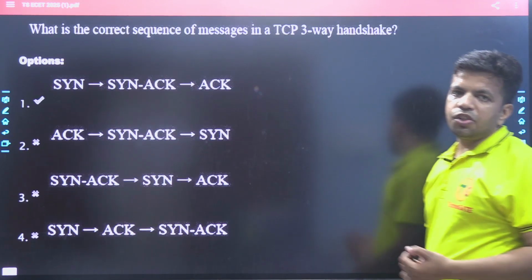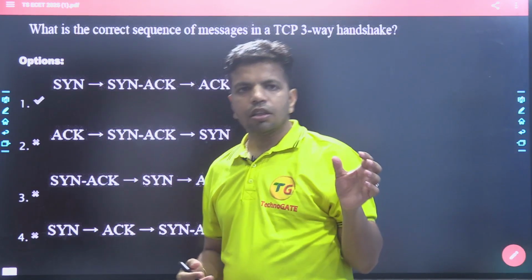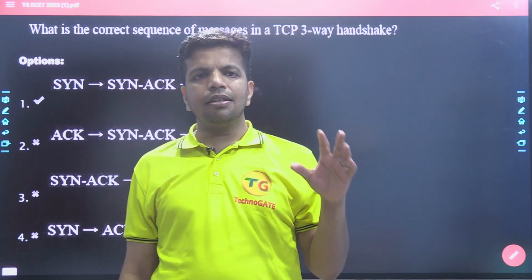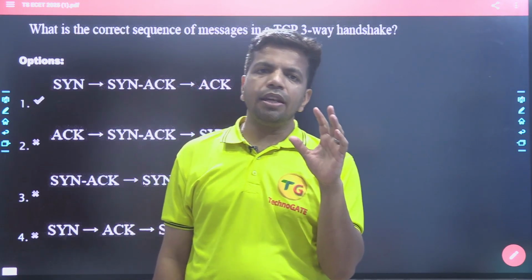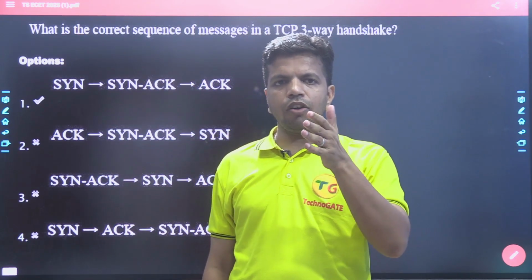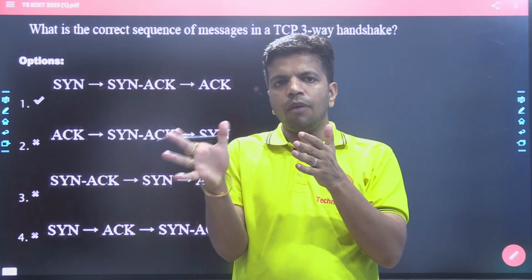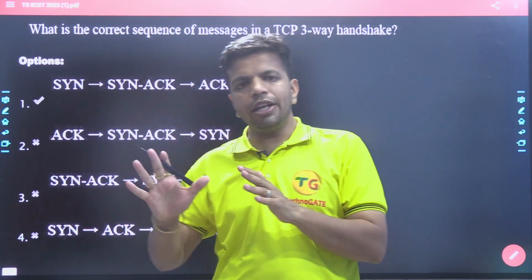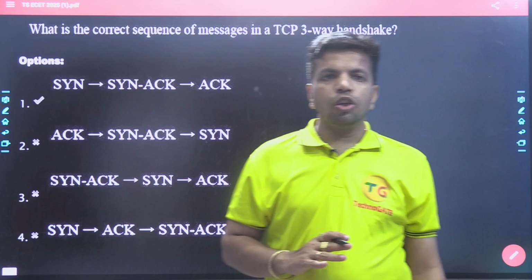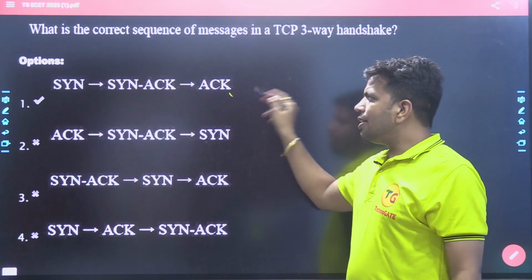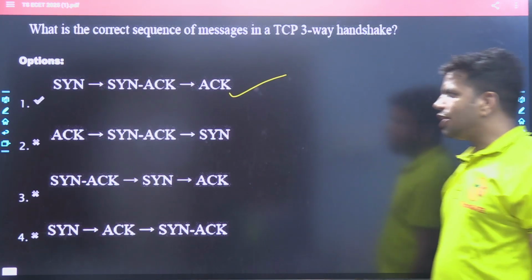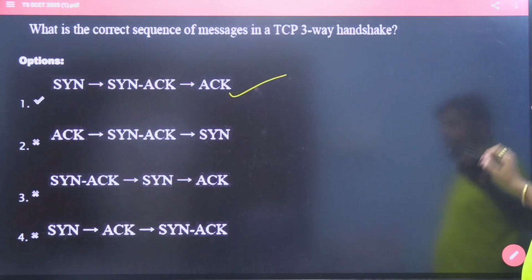TCP three-way handshake. Sequence of messages in the TCP three-way handshake. First of all, you need to synchronize. Then synchronize from the receiver side. Then you give the acknowledgement, and then they give you the acknowledgement. So SYN, SYN-ACK, and then ACK. That is the three-way handshaking.